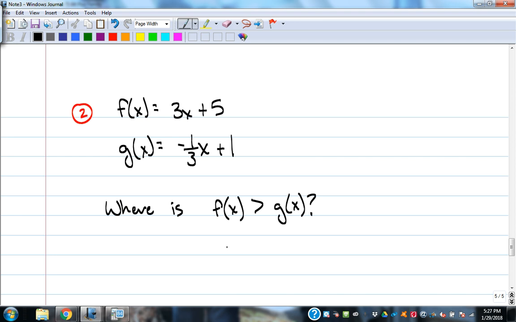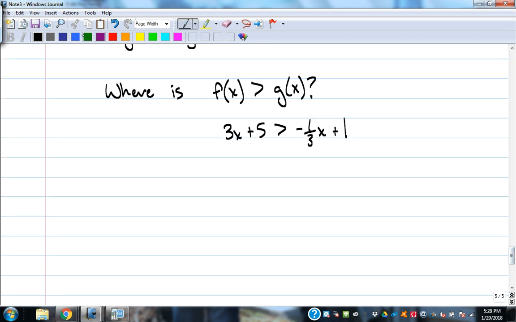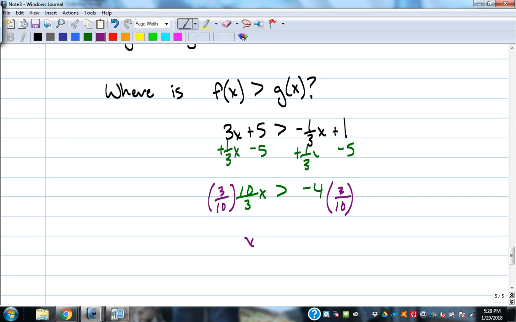You're going to set f of x, 3x plus 5, greater than g of x, negative 1/3 x plus 1. Do all of the steps the same. Minus 5, plus 1/3 x. That'd be 10/3 x is greater than negative 4. Multiply by the reciprocal again, 3/10. Sorry, blank it out there. And then x is greater than, we know that simplifies to be negative 6/5.